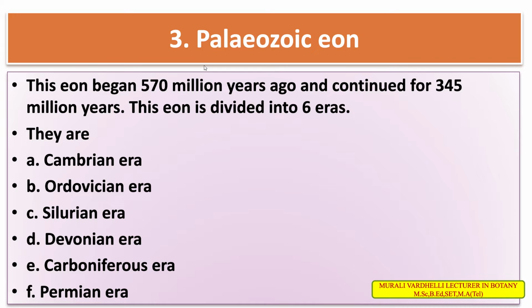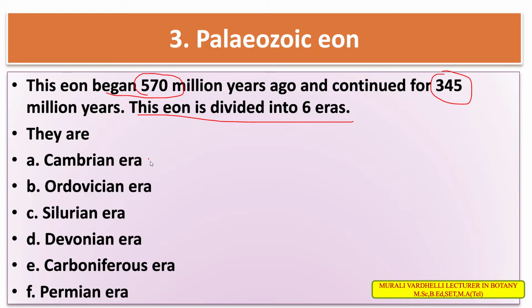Next, the third one is the Paleozoic eon. This Paleozoic eon began 570 million years ago, and it continued for 345 million years. This eon is again divided into 6 eras. As I already told, the eon is divided based on the crust stratification and the age of the stone, fossils, and the C14 carbon dating method.